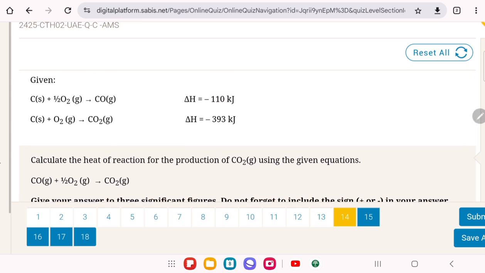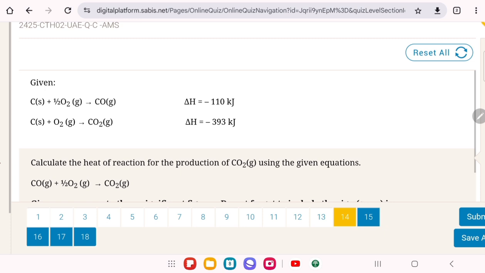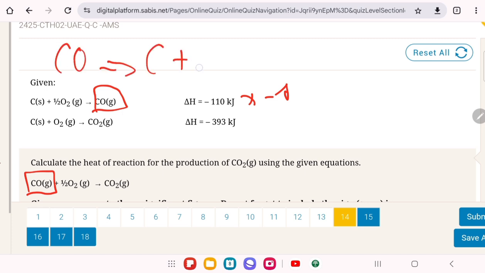Calculate the heat of the reaction for this. Okay, it's another one of Hess's law problems. First of all, we have CO as a gas. We need it to be in the reactants and its coefficient is 1. This equation has CO, but it's not in the reactants, it is in the product. So to make it in the reactants, we multiply it by negative 1. So now the equation is CO gives us C plus 1 over 2 O2.